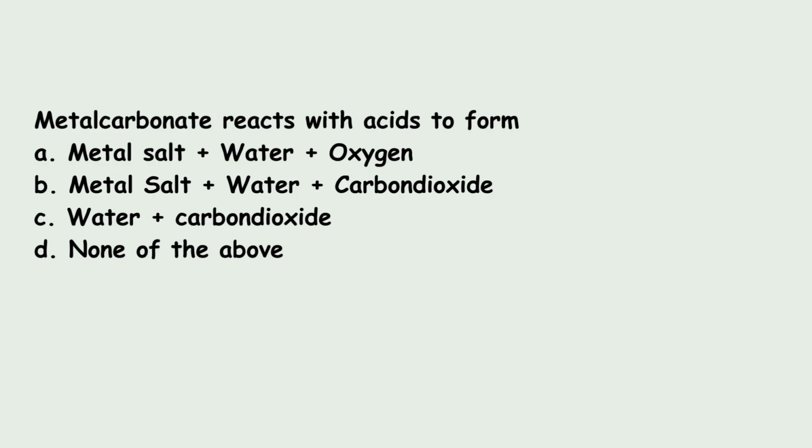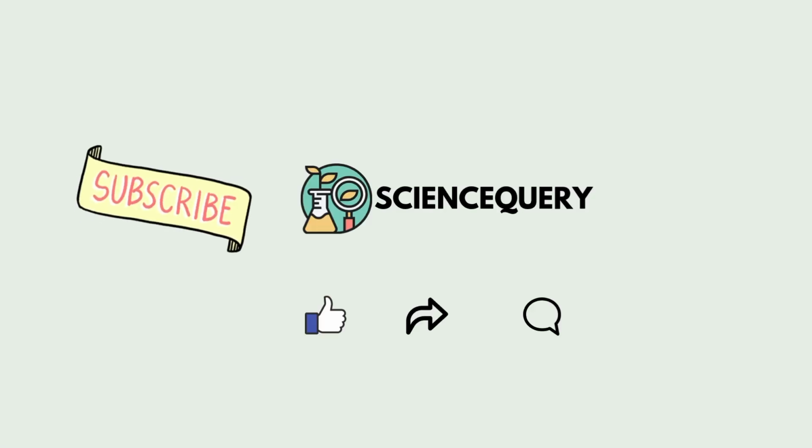Now the next question. Metal carbonate reacts with acid to form A. Metal salt and water and oxygen, B. Metal salt and water and carbon dioxide, C. Water and carbon dioxide or D. None of the above. The answer for this question is B. Metal carbonate reacts with acid to form metal salt plus water plus carbon dioxide.